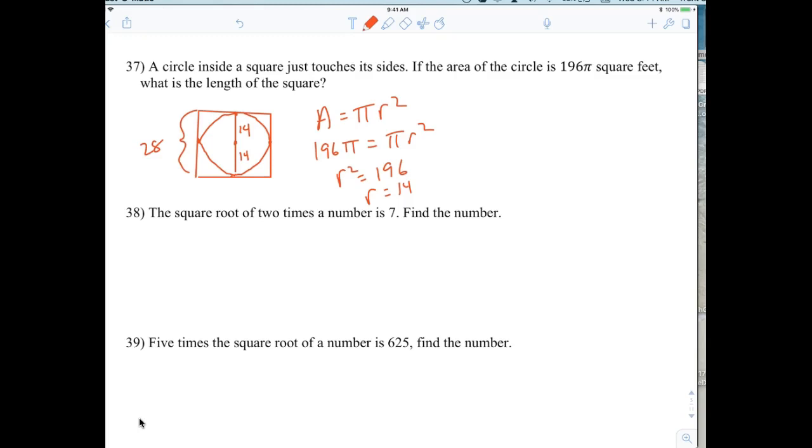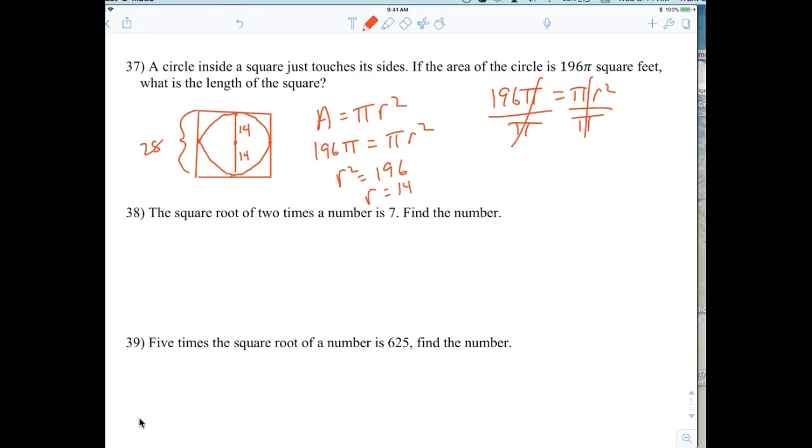We just leave square root of 2 alone. Yes? When you bring the 196 pi over, where does the pi go? It's really simple. Watch. 196 pi is equal to pi r squared. Divide by pi, divide by pi. Pi's cancel. All right, that's it. Any questions? Well, no, that's not that hard. All right, it's really not that hard.